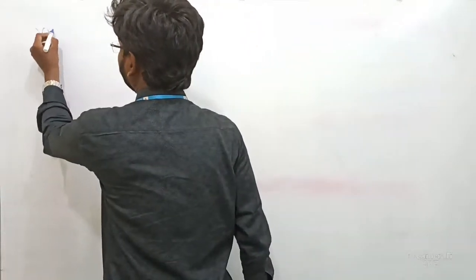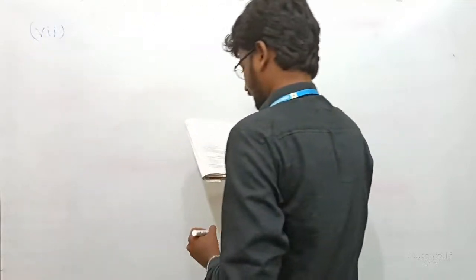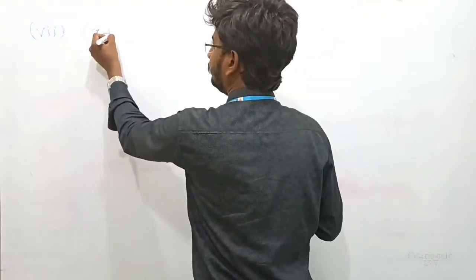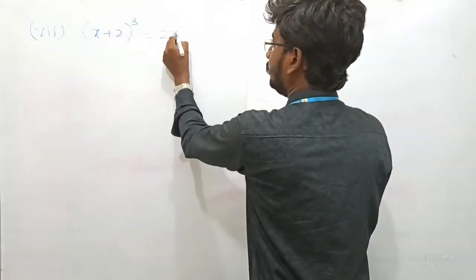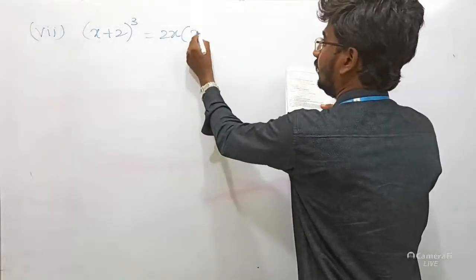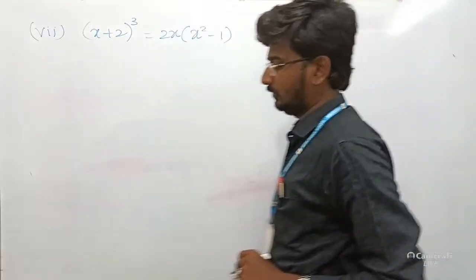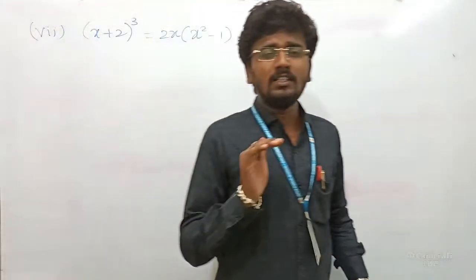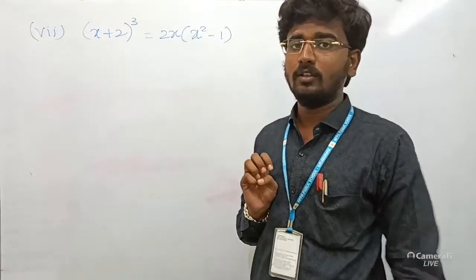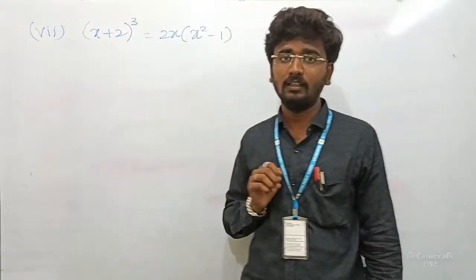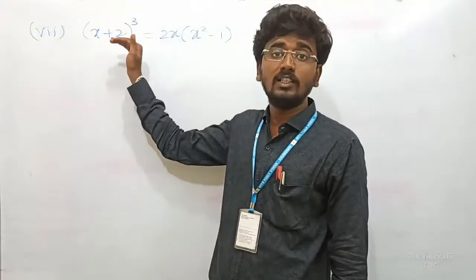Seventh problem. x plus 2 whole cube is equal to 2x into x square minus 1. Algebraic identities are most important. In the 9th standard polynomials chapter, exercise 2.5, you have discussed the algebraic identities.